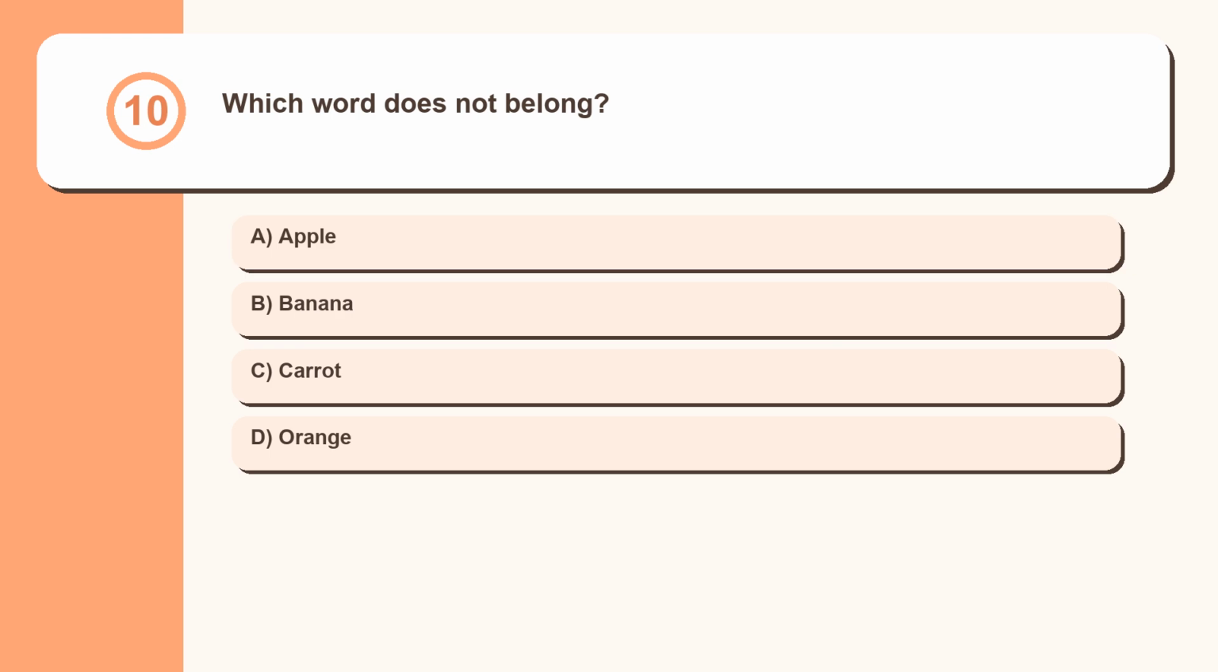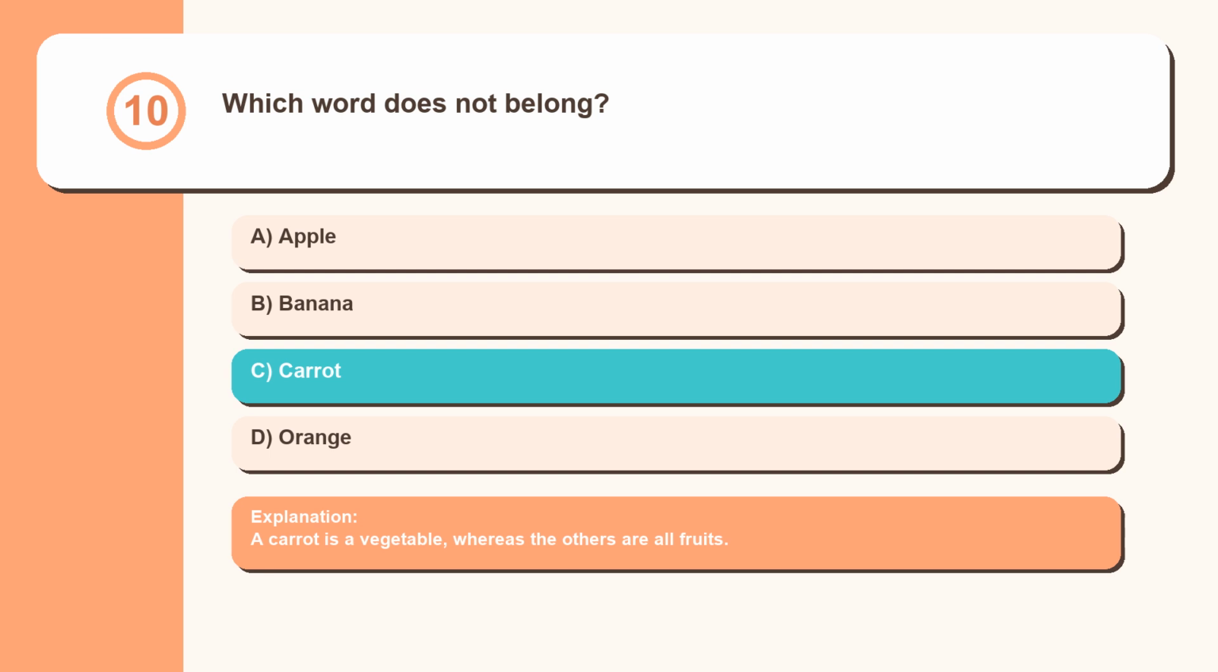Question 10. Which word does not belong? Apple, banana, carrot, orange. A carrot is a vegetable, whereas the others are all fruits.